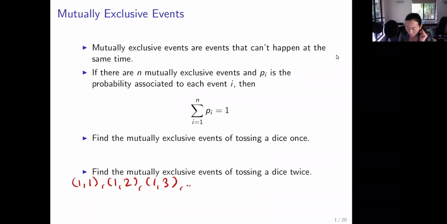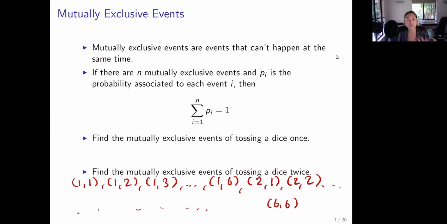So you have so many, 1, 6, and then the first one turns 2 and the second one turns 1, 2, 2, and so on. So you get so many all the way to 6, 6, right? So those are the mutually exclusive events of tossing a dice twice. Okay.